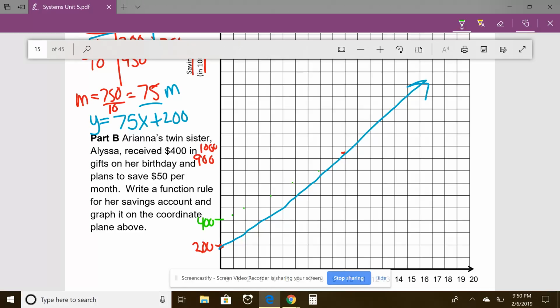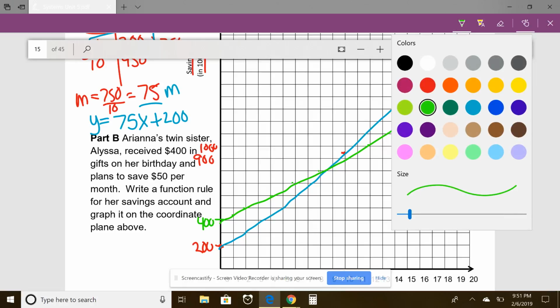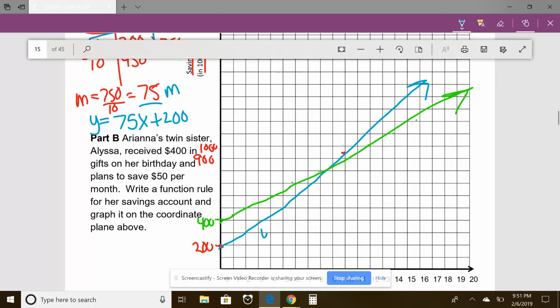Now, since my lines aren't straight, you might not see where they cross at an exact point. But if you draw straight lines, you will be able to see, hopefully, where exactly they meet. Oh, and it's important that we also label these, right? So my bottom one here, y equals 75x plus 200.